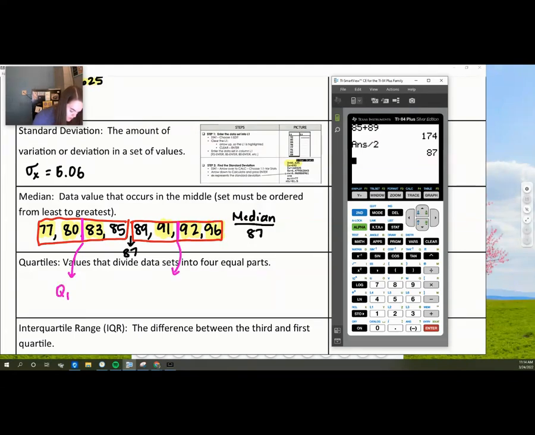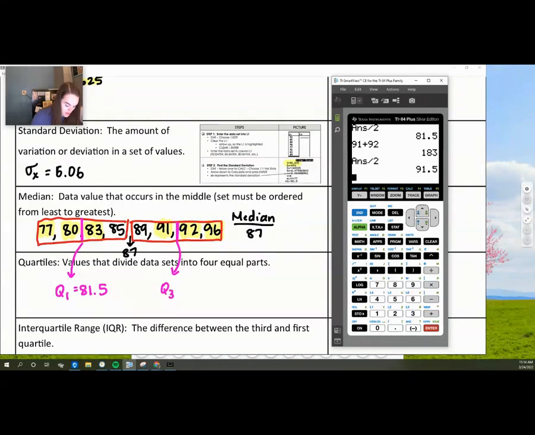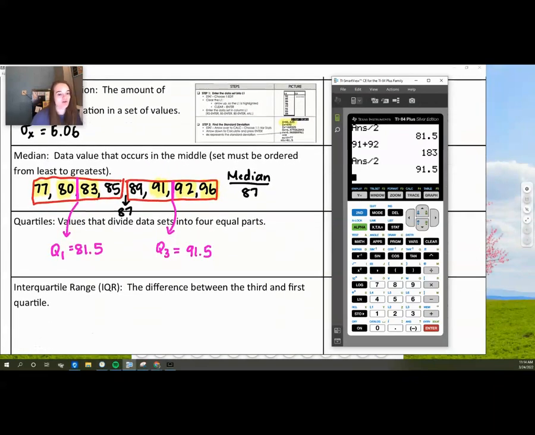So our Q1, which is our low quartile, is whatever is between 80 and 83. So 80 plus 83 divided by 2, not divided by 5. Divided by 2, it's 81.5. That's our first quartile. Our next quartile is whatever 91 plus 92 divided by 2 is, and that's 91.5. That's our third quartile. Now, the reason we don't have a Q2 is because our median divided it into 2 equal parts in half, okay? All right, that's what quartiles are.